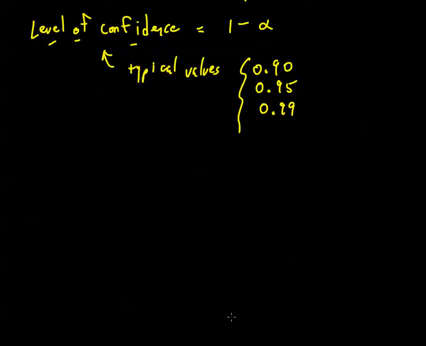And of course, you want to be as confident as possible in any experimental setting. So these levels of confidence, these probabilities, range on the high end of things, near 1.